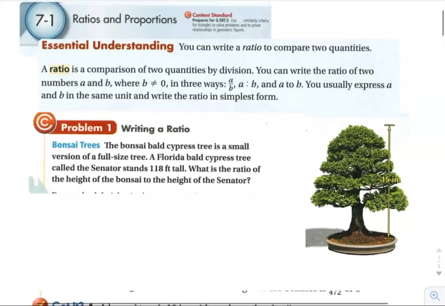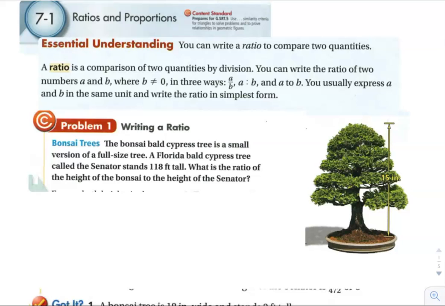So first thing, let's define a ratio. A ratio is a comparison of two quantities by division. And you can see ratios written in different ways, either as a fraction, or you could have A and then colon B, or A to B, you could express it. You usually express A and B in the same unit, and you usually write the ratio in simplest form.